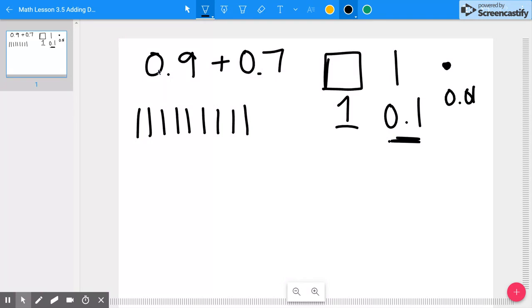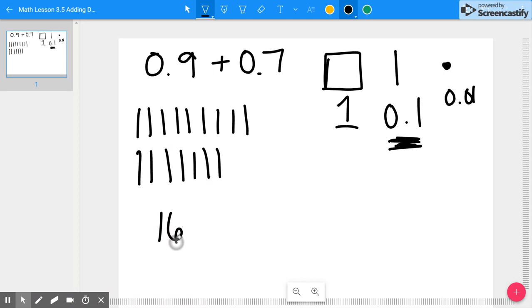Now, because I'm adding 7/10, I need to go back and ask which picture I need to use here to represent the 7/10. Well, I know that tenths are represented by the longs, and I need 7 of them. 1, 2, 3, 4, 5, 6, 7. Since I'm adding these, I need to count them all together. So I have 1, 2, 3, 4, 5, 6, 7, 8, 9, 10, 11, 12, 13, 14, 15, 16. I have 16 tenths.